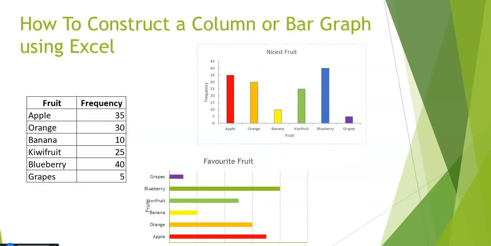Next, we're going to be looking at how to construct a column or bar graph using Excel. These graphs have already been prepared by me and I constructed these using an Excel spreadsheet. You can see here that we have the frequency table shown. At the top we have our column graph and underneath we have our bar graph. Both of them were constructed using an Excel spreadsheet. What we're going to look at now is how we do this.